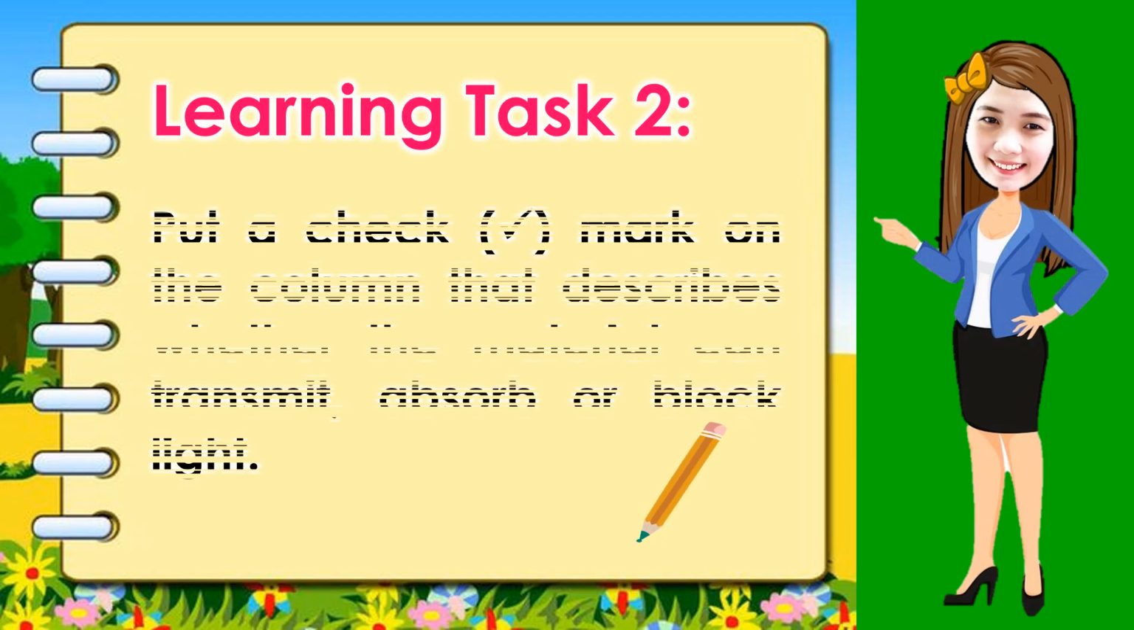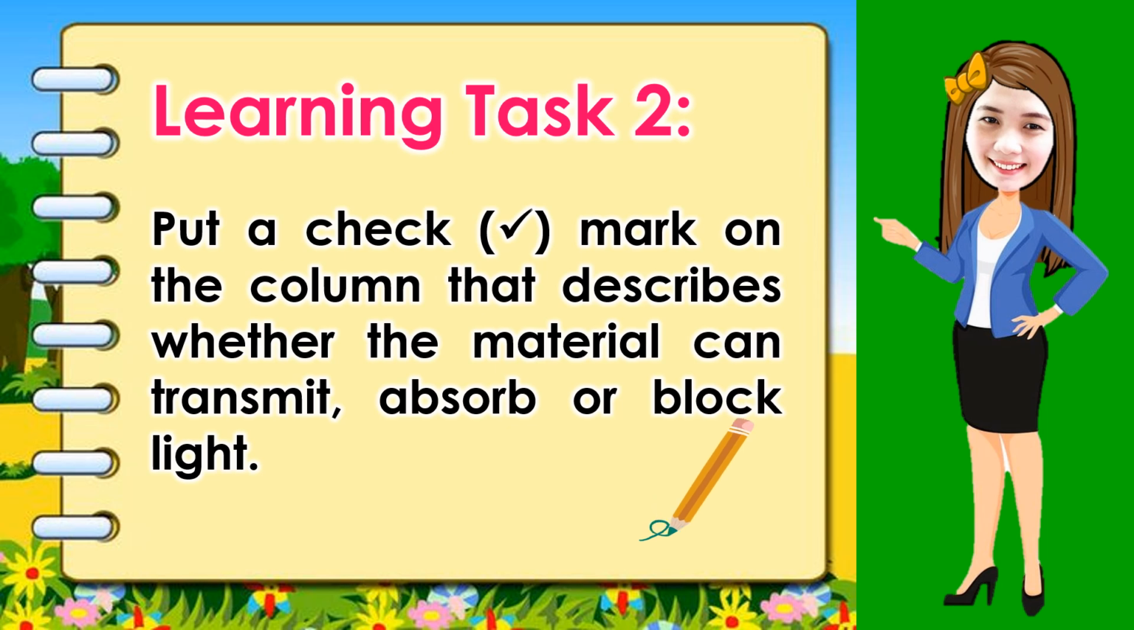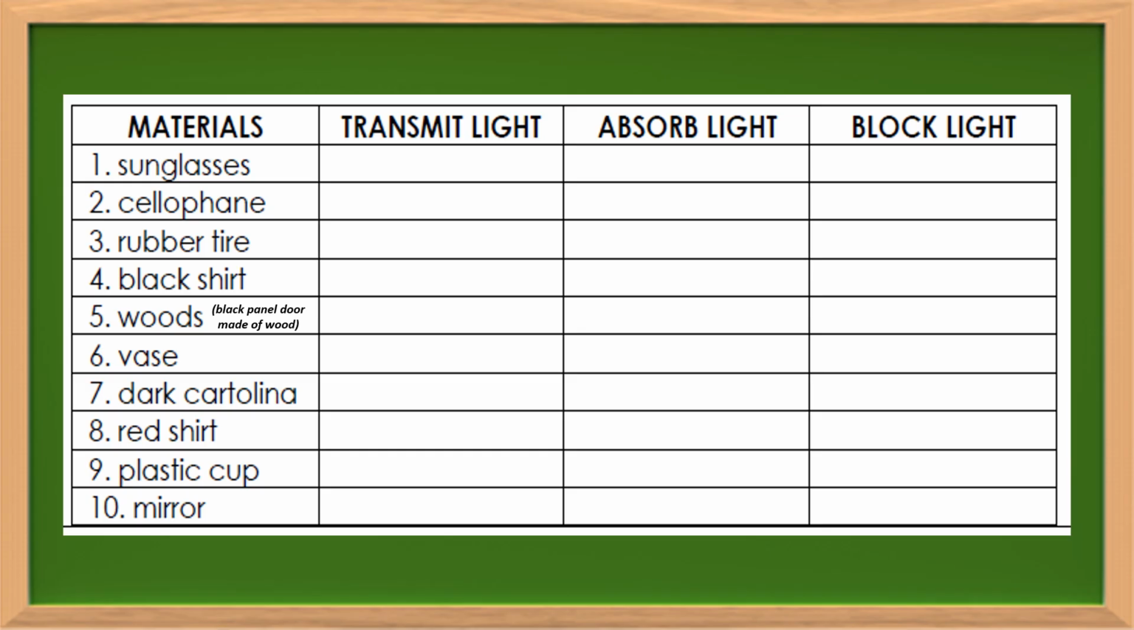Learning Task 2. Put a check mark on the column that describes whether the material can transmit, absorb, or block light. Number 1. Sunglasses. Number 2. Cellophane. Number 3. Rubber tire. Number 4. Black shirt. Number 5. Wood. Number 6. Vase. Number 7. Dark cartolina. Number 8. Red shirt. Number 9. Plastic cup. Number 10. Mirror.